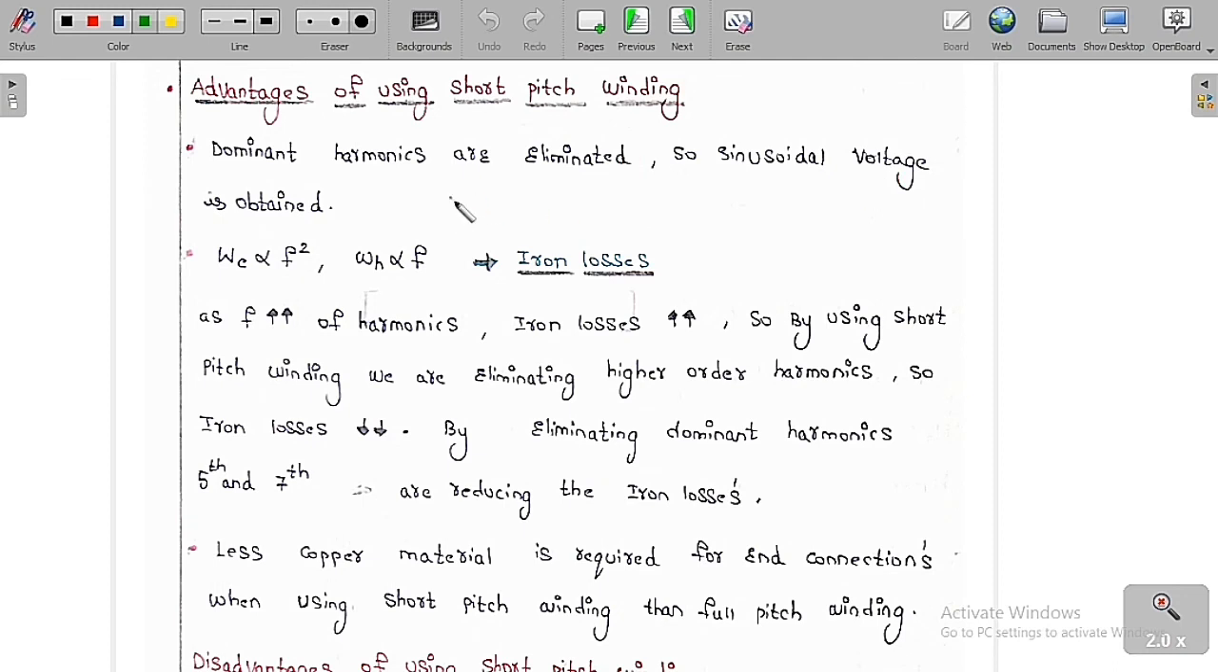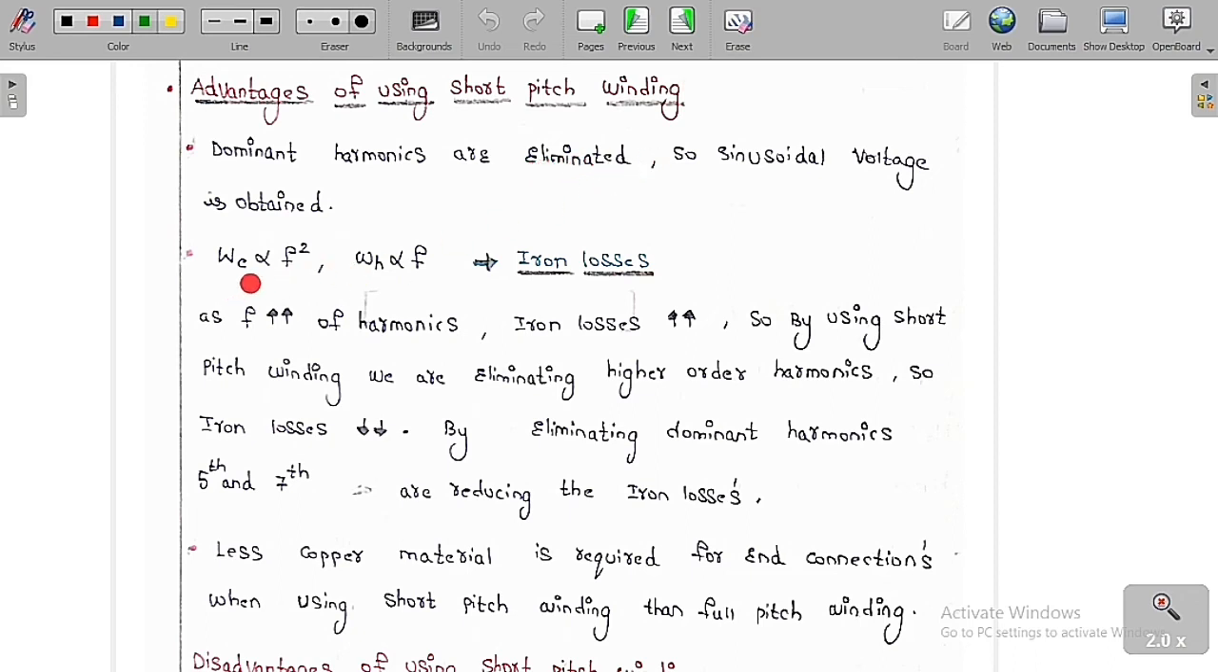I have already told you, in an alternator we are going to get different types of harmonic voltages. So except the fundamental, we have to remove everything. This is possible only with the help of the short pitch winding. Whenever you remove the harmonics, only the fundamental component is going to be present. So you are going to get a pure sinusoidal output voltage. Therefore, the dominant harmonics are easily eliminated, and a sinusoidal output voltage is obtained if you go for the short pitch winding.